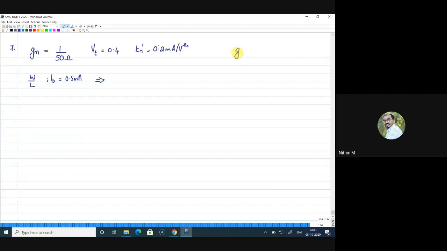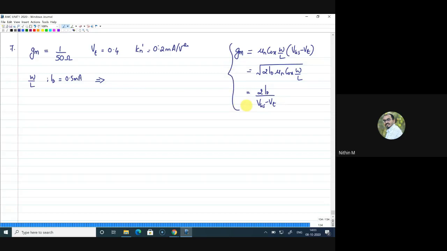One thing you should remember here is the three representations of GM. I'll list them here: mu n Cox W by L into VGS minus VT. For a PMOS transistor, you can write the same thing as mu p Cox W by L into VGS minus VT. The other expression is under root of 2 ID mu n Cox W by L, and the last one is 2 ID by VGS minus VT. I hope you remember all these three expressions. This question number 7 is based on these three different equations of GM.